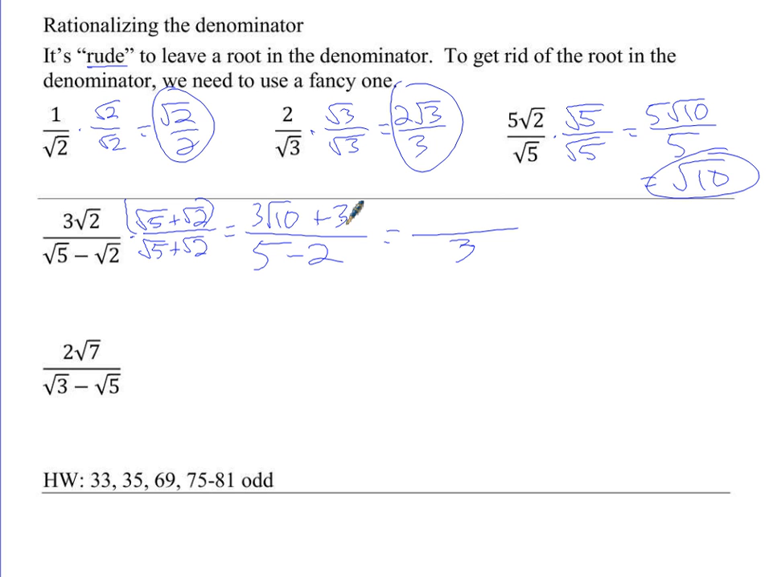Plus 3, technically 3 root 4. Yeah, so the square root of 4 is 2. 2 times 3 is 6. 3 root 10, I can't simplify, so I'm going to write 6 plus 3 root 10.